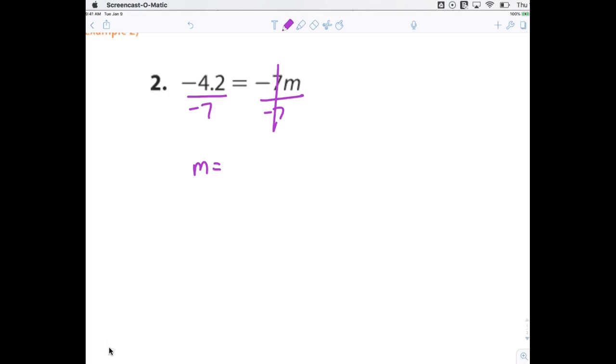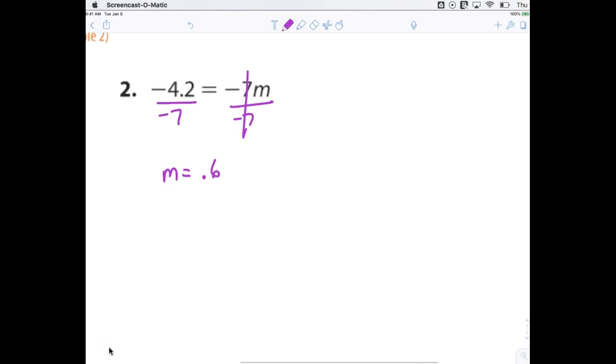Now negative divided by negative is always a positive. So the question is, we know that 7 goes into 42, correct? How many times? 6. We just have to make sure we get the decimal in the right spot. Do we have to move the decimal for this one? No. Do you agree with that? So the answer is going to be 0.6.